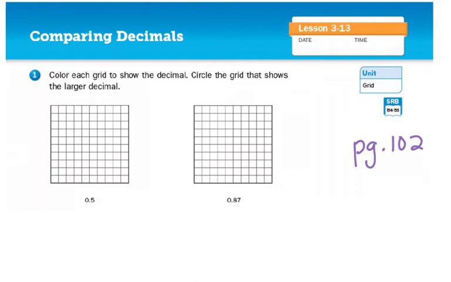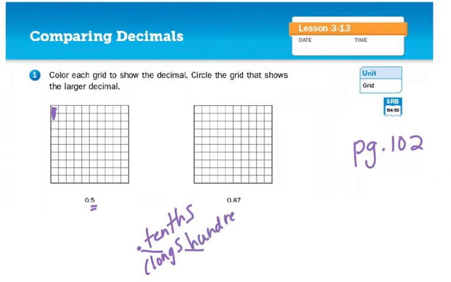It says color each grid to show the decimal. Circle the grid that shows the larger decimal. So in this case, you're going to go ahead and color in. Remember, the first number after the decimal we call tenths, and that refers to the longs. The next place after the tenths is the hundredths, and we use the cube because it would take 100 cubes to cover this entire flat.